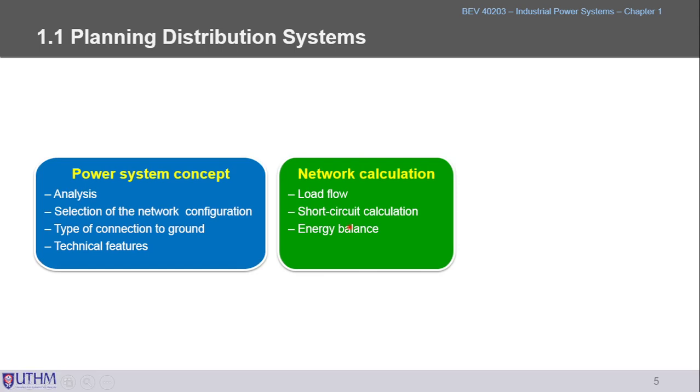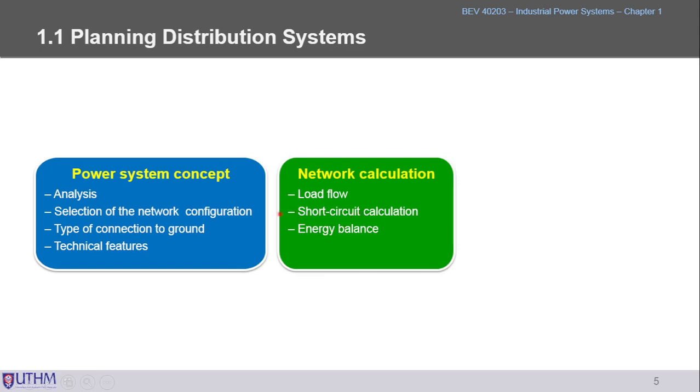That means if any fault happens, a small fault, it won't trip the whole factory. Unless your short circuit capacity is very small, then you have a big problem. Even a small fault will trigger a blackout. So that's why the short circuit calculation is very important.